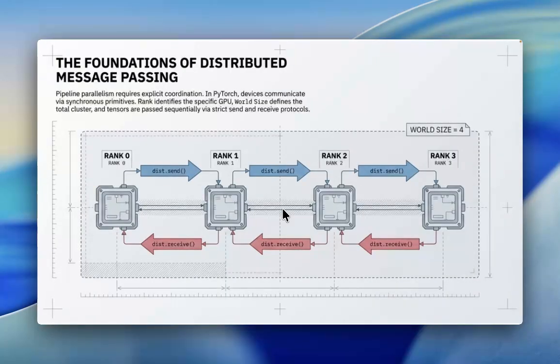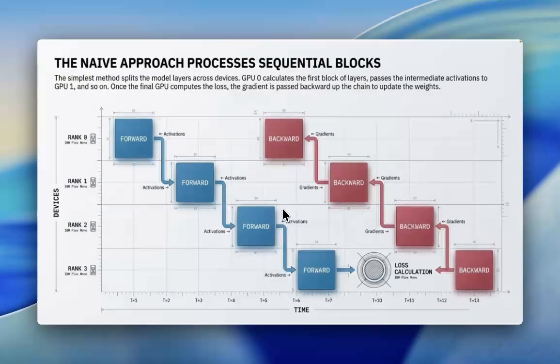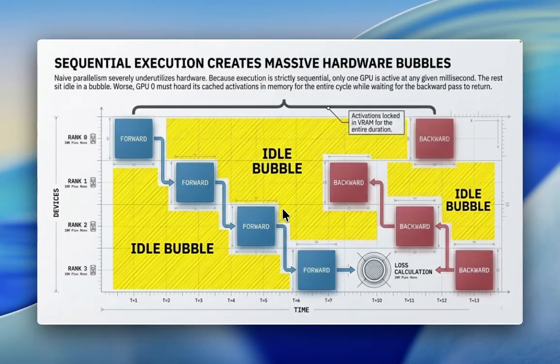The foundation of distribution via message passing requires explicit coordination. In PyTorch, devices communicate via synchronous primitives. Rank identifies the specific GPU, world size defines the total cluster, and tensors are passed sequentially via strict send and receive protocols. The simplest method splits the model layers across devices. GPU 0 calculates the first block of layers, passes the intermediate activation to GPU 1, and so on. Once the final GPU computes the loss, the gradient is passed backward up the chain to update the weights.